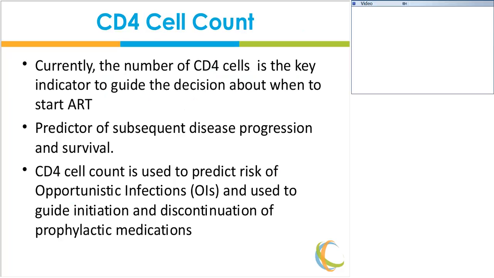Currently, the number of CD4 cells is the key indicator used to guide the decision about when to start antiretroviral therapy. Some experts recommend obtaining 2 baseline measurements of the CD4 count before decisions are made. I personally use this as my baseline too. I always get 2 CD4 counts.